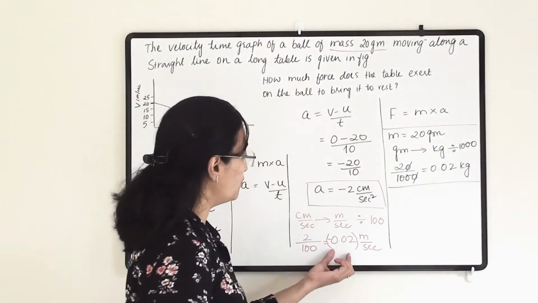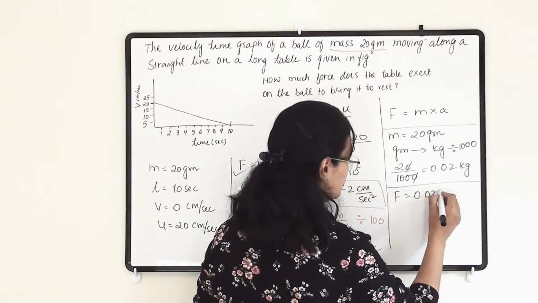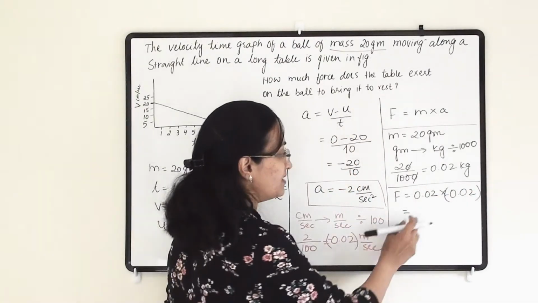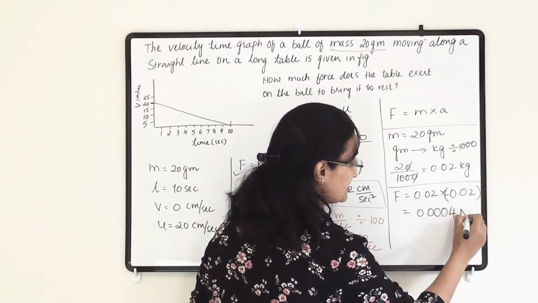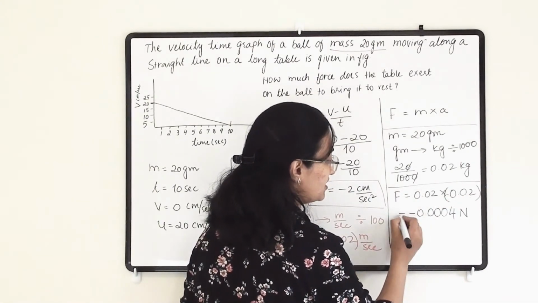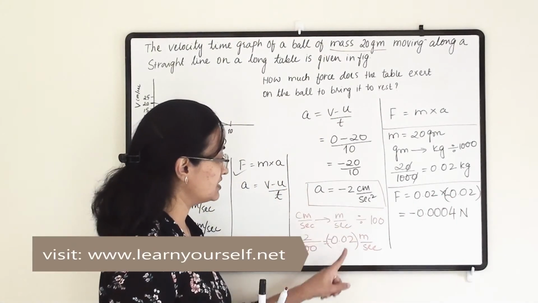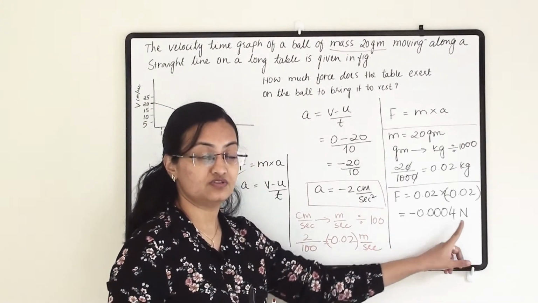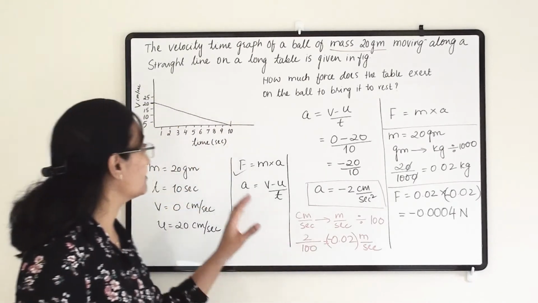Now let us put both of these values into the formula. F equals 0.02 into minus 0.02, which is a. When we multiply these we get 0.0004 Newton, and this is going to be negative because our acceleration is negative. So the answer is minus 0.0004 Newton. This much force is applied in the opposite direction of the motion, and at that time the ball will stop.